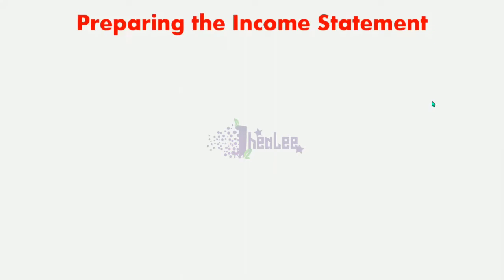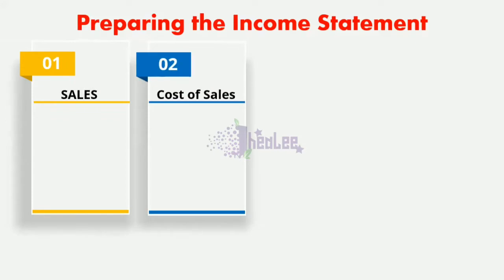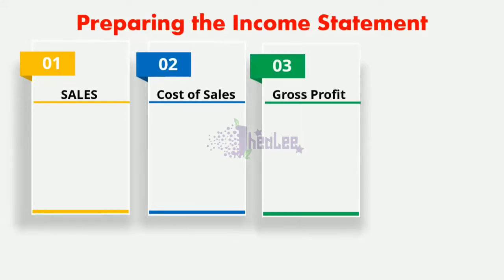Now, I'm going to break down the preparation of the income statement for a manufacturing industry into 5 simple stages. And yes, I mean 5 stages. So here we go. The first stage is that you're going to pick up your sales. Once you have that, your next aim is to calculate your cost of sales. And guess what? Once you have your cost of sales, you're going to subtract that from your sales to give you what we call gross profit.